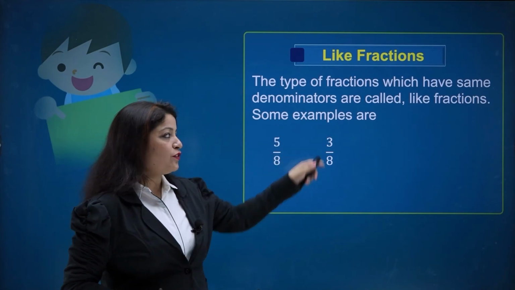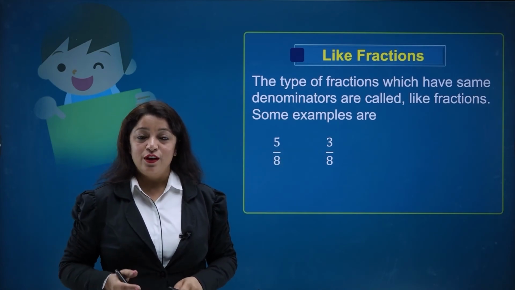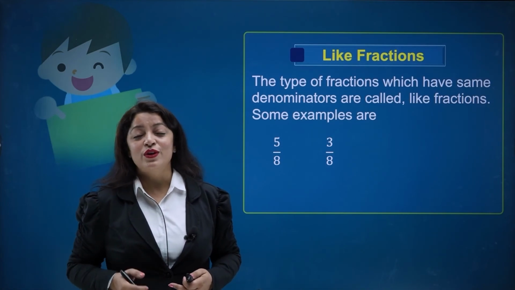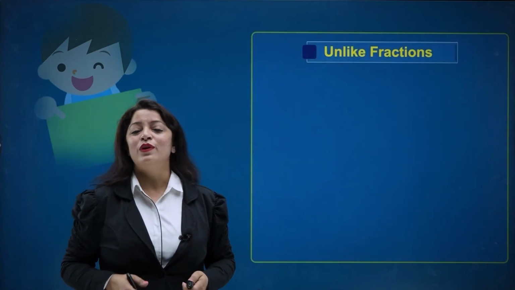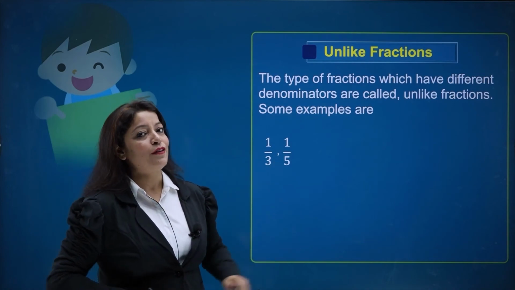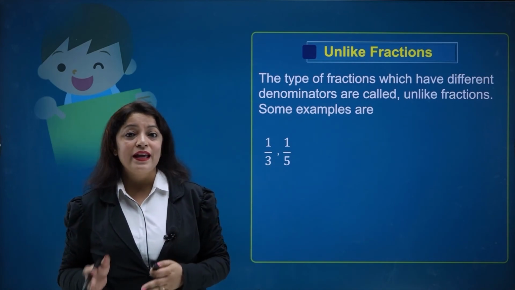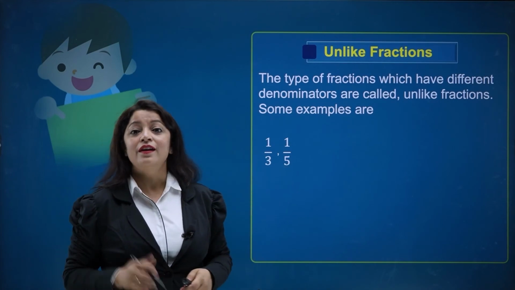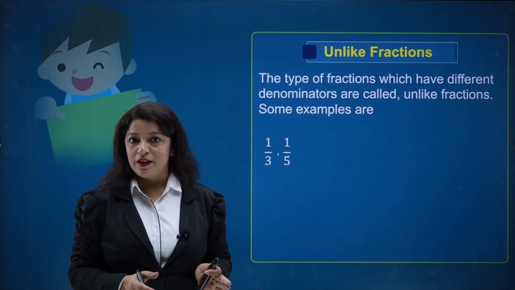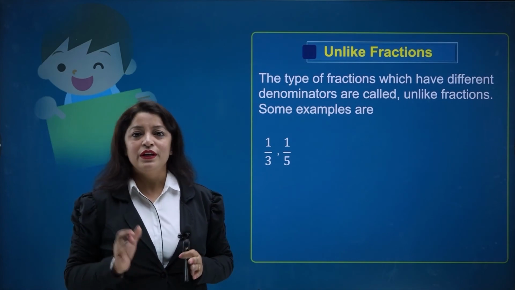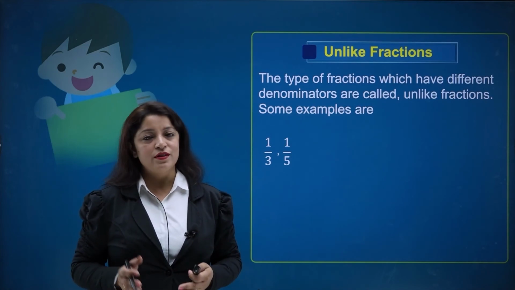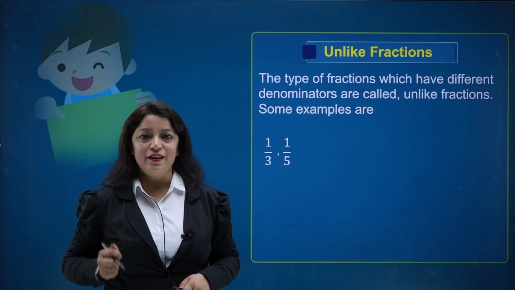So 5/8 and 3/8 are like fractions. So now you can easily define what unlike fractions are. The fractions in which the denominators are different are called unlike fractions. For example, 1/3 and 1/5. They are unlike fractions because their denominators are different. Remember, the numerators may be the same. What we have to check is their denominators only. If the denominators are equal, they will be like fractions. If the denominators are not equal, they will be unlike fractions.